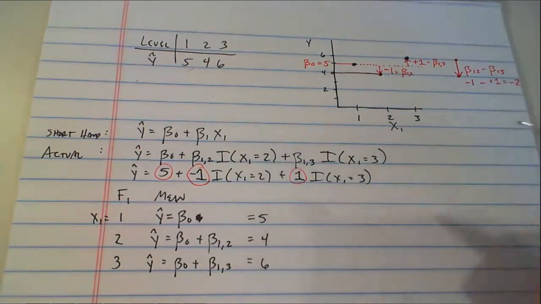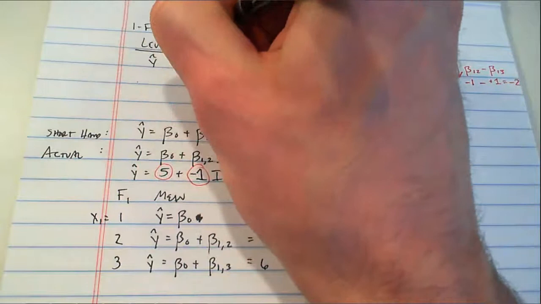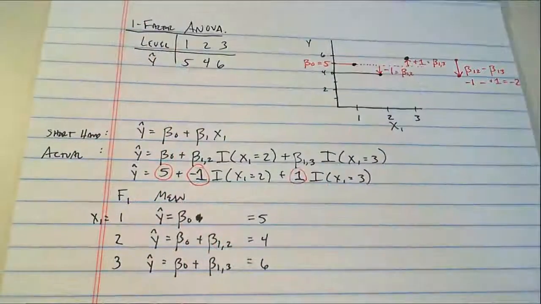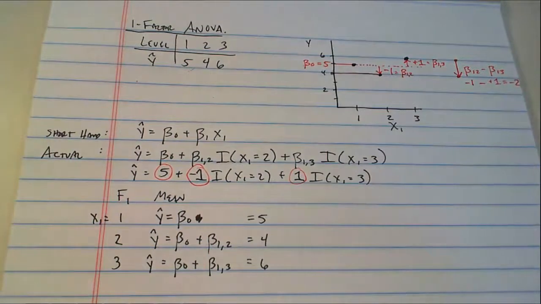All right, so that was the one-factor ANOVA. What I should have written on the top of the page at the very beginning. And that's that example. That's a good start. I'm going to break the video here. We'll come back and do two-way ANOVA without interaction and then with interaction.